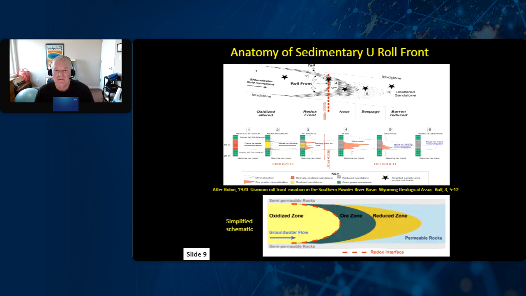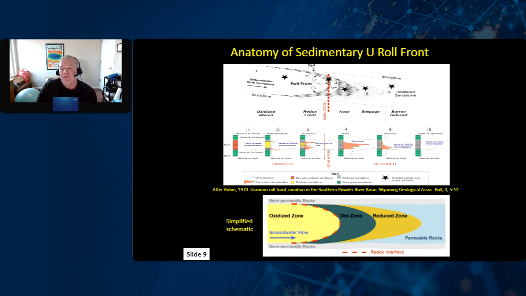Again, if you're not familiar with sedimentary roll fronts or uranium roll fronts, the idea is really a geochemical cell idea in an oxidation reduction reaction. So you have groundwater movement that's sandwiched in a sand between two claystone mudstones or semi-impermeable layers. That water basically is being channelized.